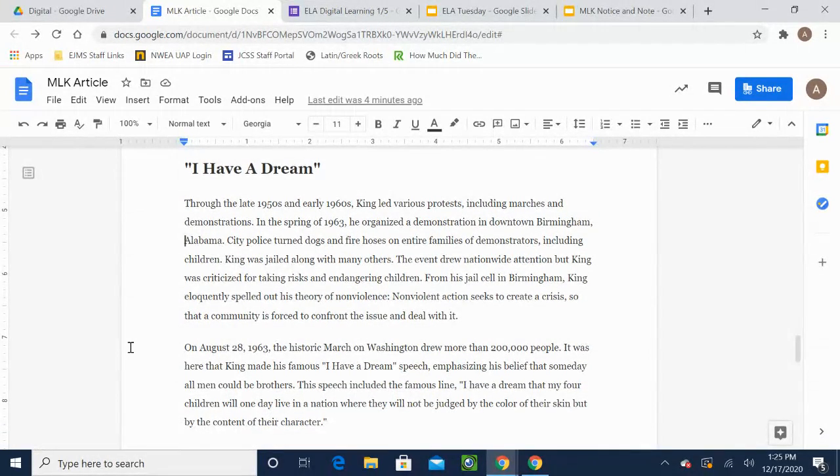I Have a Dream. Through the late 1950s and early 1960s, King led various protests, including marches and demonstrations. In the spring of 1963, he organized a demonstration in downtown Birmingham, Alabama. City police turned dogs and fire hoses on entire families of demonstrators, including children. King was jailed along with many others. The event drew nationwide attention, but King was criticized for taking risks and endangering children. From his jail cell in Birmingham, King eloquently spelled out his theory of nonviolence.